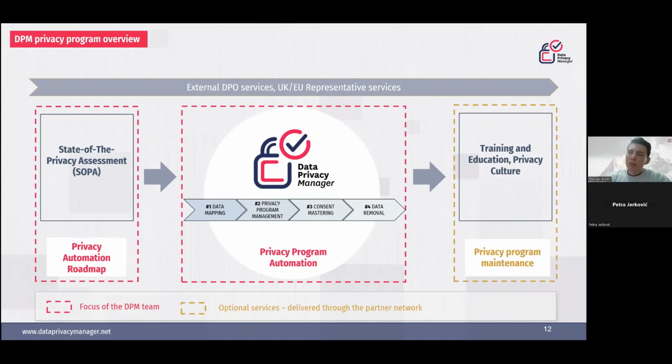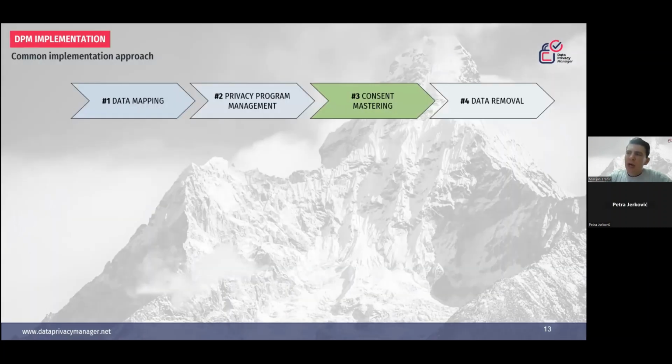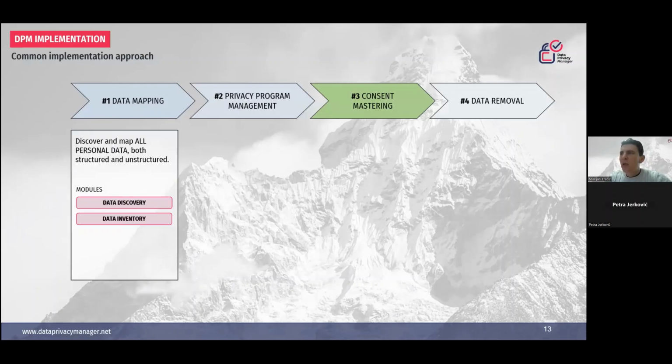Everything else, so a privacy program for sure has the part where you need to take care of the culture, you need to do training and education of the employees, of the partners, of the HCPs. Also, there is the legal part, the legal services, the DPO services, the UK, EU representative services. So we can do all of that, we can provide it either directly or through the network of partners. But after we do the state of privacy assessment, we typically implement DPM.